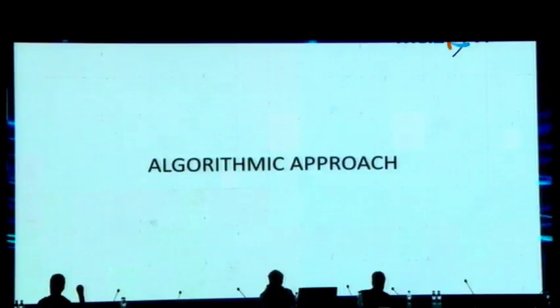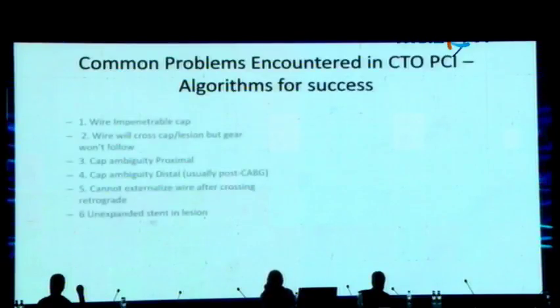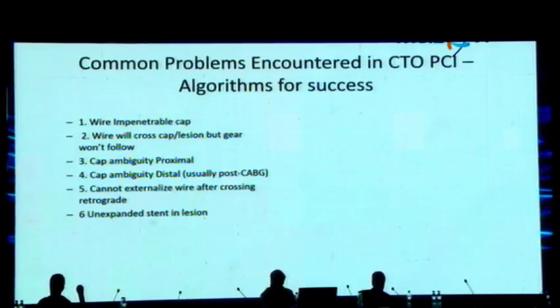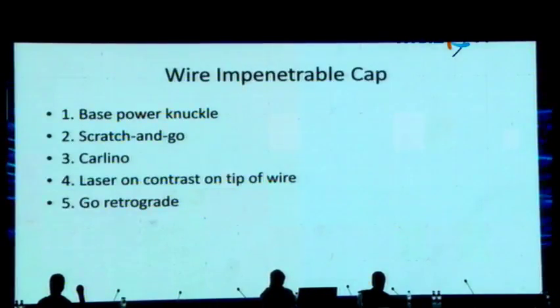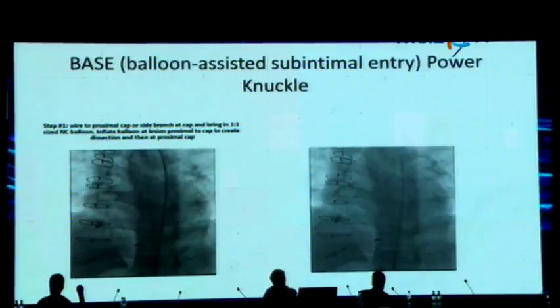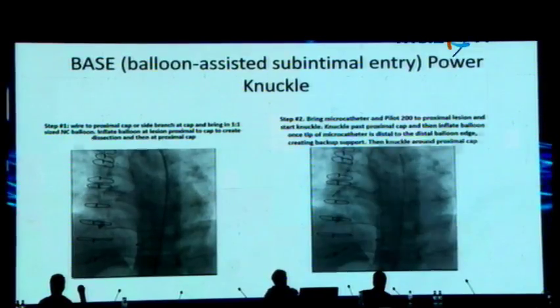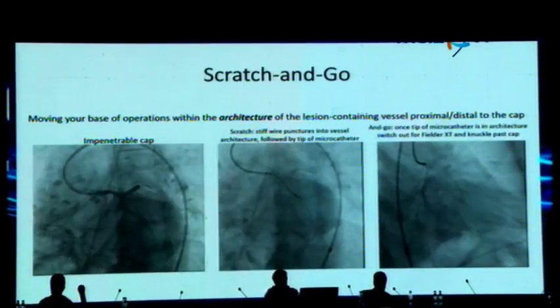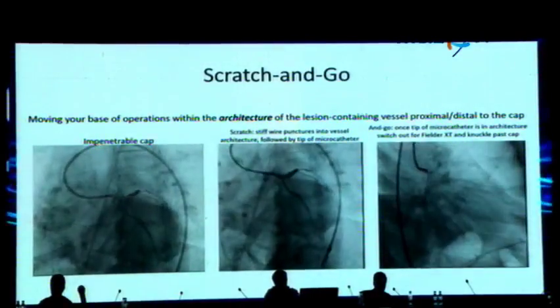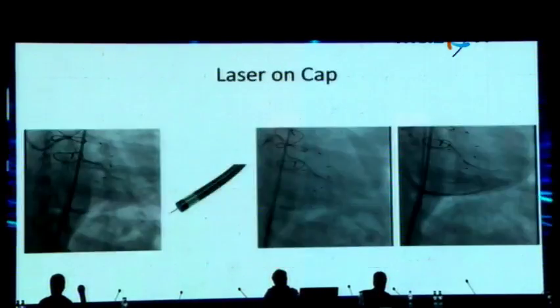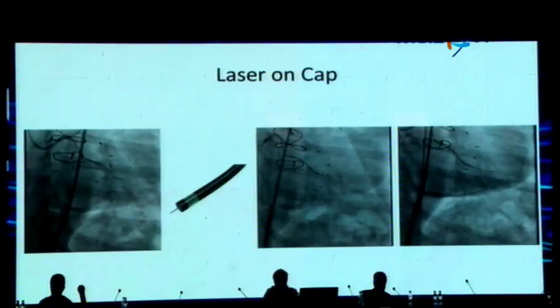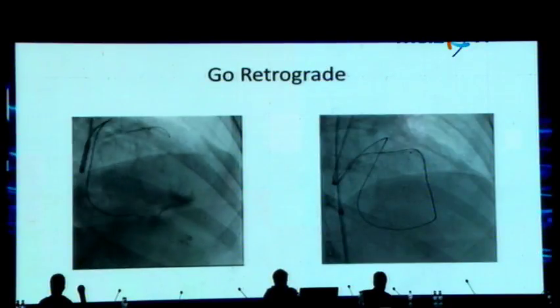And obviously there are algorithms within algorithms, so in the interest of time I'm going to skim over this. You can run into myriad problems during CTO PCI, and there are solutions to each of these. For example, this is a problem of an impenetrable cap. Again, in the interest of time I'm just going to skim over this. But you can do BASE, you can do scratch and go, etc., when you can't penetrate the cap. And you could do Carlino, or basically hydraulically dissect an entry. You could use laser, sit on the cap, and then do it. Or you could bail out and go retrograde.